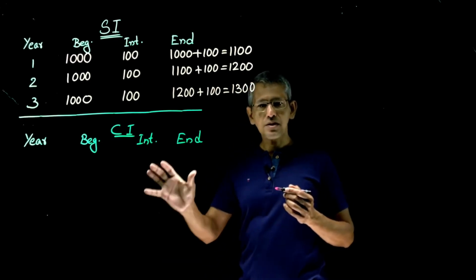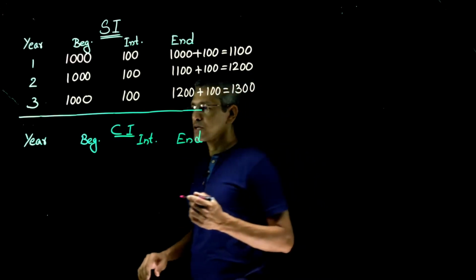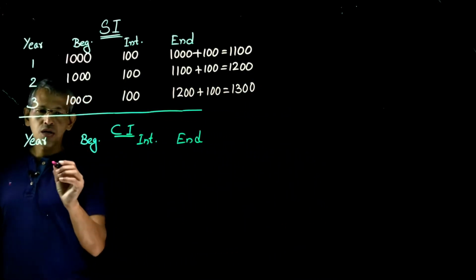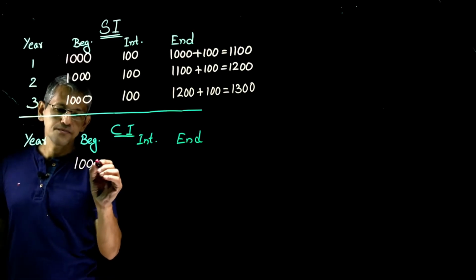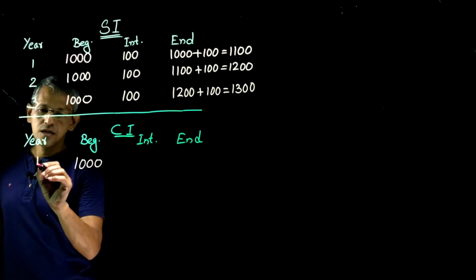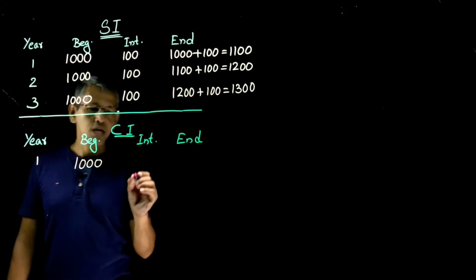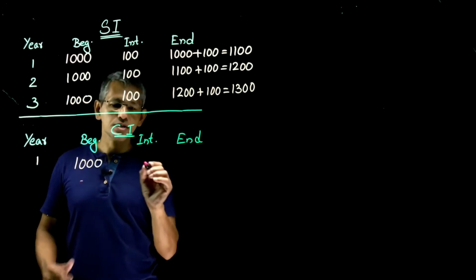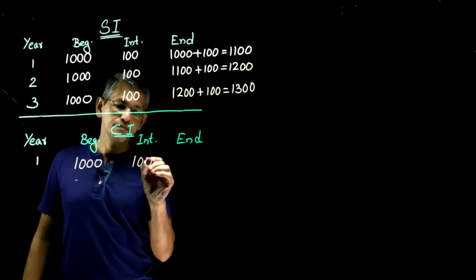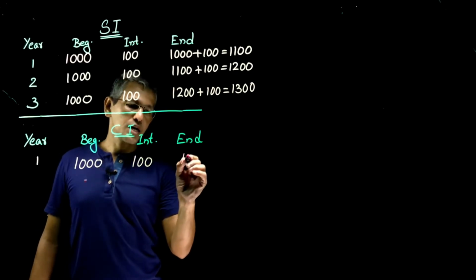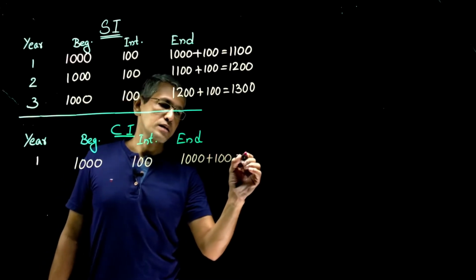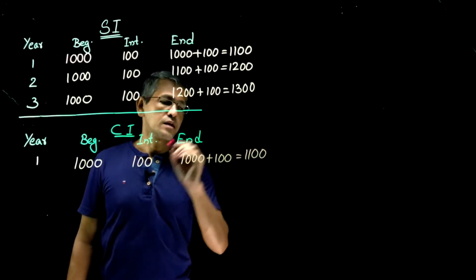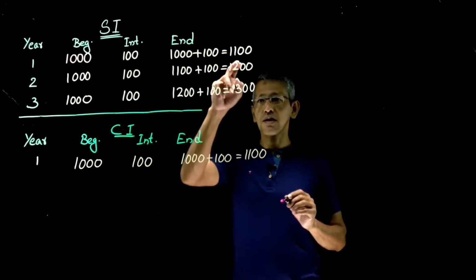Alright, so what happens in compound interest calculation? In the beginning, let's say you have 1,000 rupees. In year 1, at the beginning you have 1,000 rupees and the same 10% interest. So you'll have 100 rupees, and at the end you have 1,000 plus 100, that is 1,100 rupees. That is exactly the same as the simple interest.